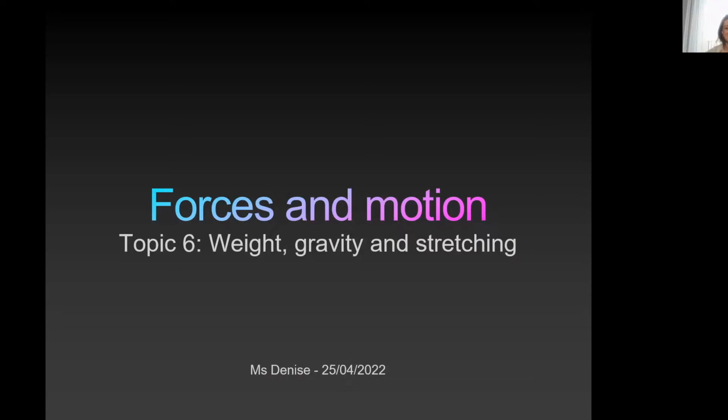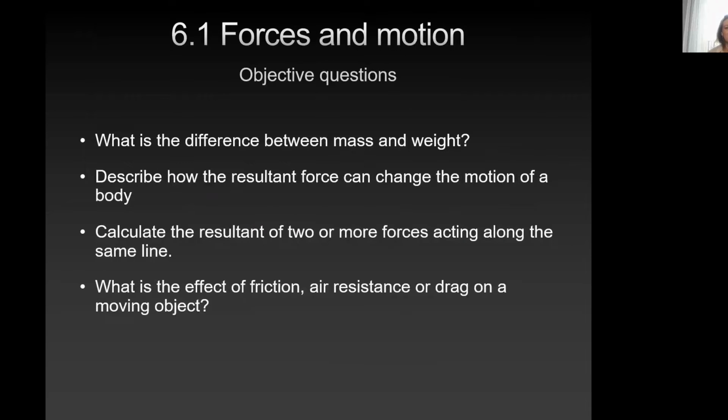So, we're looking at a more in-depth idea about forces, motion, and so forth. In this series, we're going to look at momentum, forces, and how to draw forces diagrams. Let's jump right in. In this series on forces and motion, we're going to look at weight, gravity, and stretching. For forces and motion, we're going to look at what is the difference between mass and weight as one of the objective questions. Second objective question, describe how the resultant force can change the motion of a body.